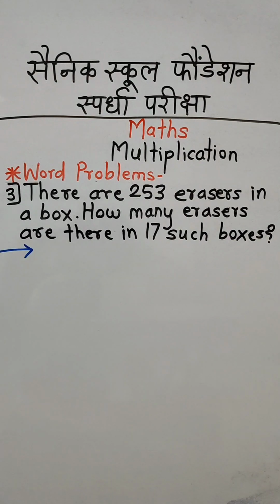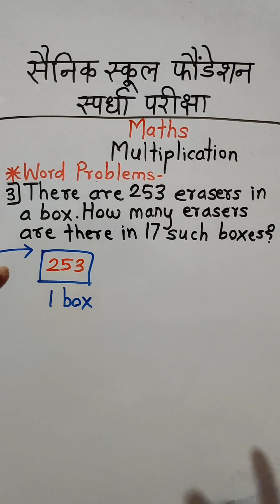Now the third example is given. There are 253 erasers in a box. How many erasers are there in 17 such boxes? So here we have given there is one box in which there are total 253 erasers kept. And also we have to find out the total number of erasers in 17 such boxes, in which every box will have the 253 erasers there.